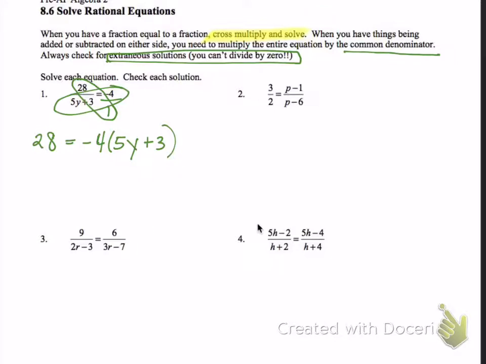So then you divide by -4, you have -7 equals 5y plus 3. Subtract the 3, -10 equals 5y. Y equals -2.